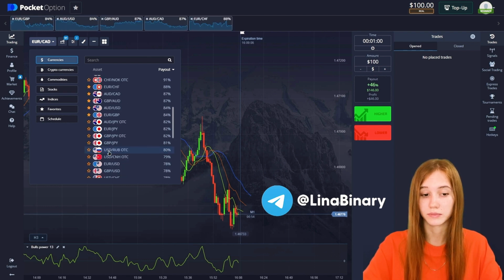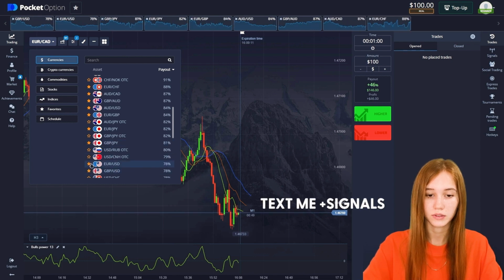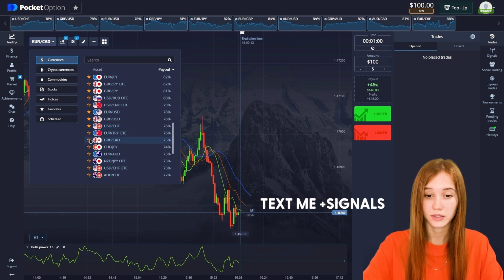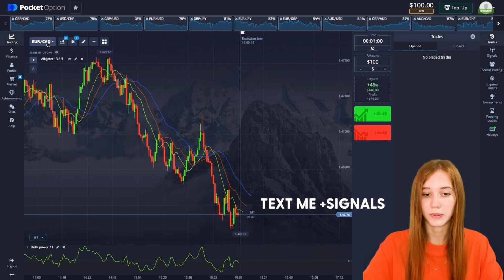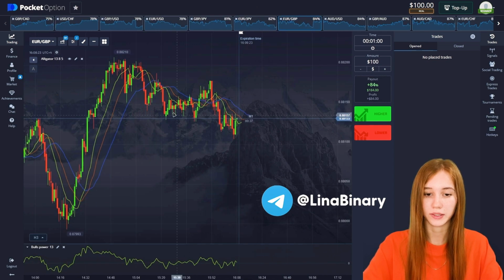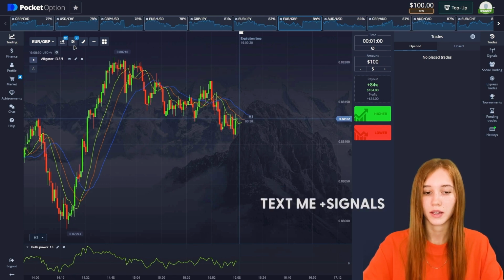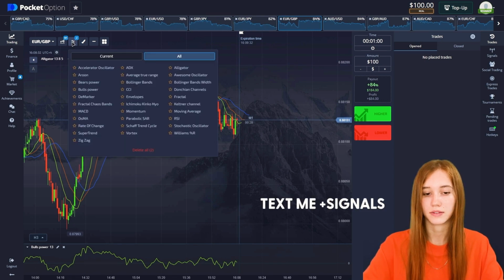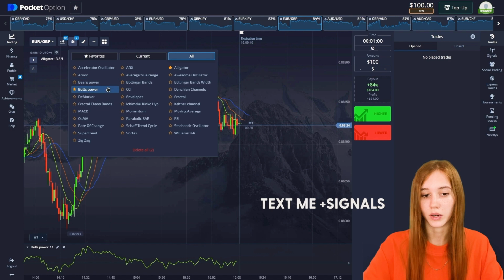I think it will, no, one more. I think it's enough. Yeah, this should be enough. Let's continue with the settings. Today we will use two indicators, pulse power and alligator. Here you can find these indicators and turn them on in Pocket Option.